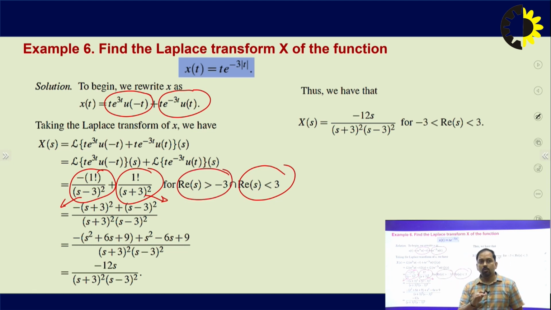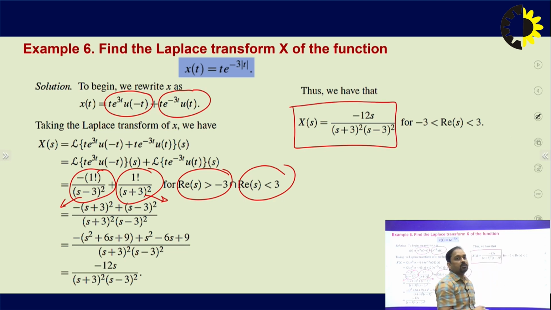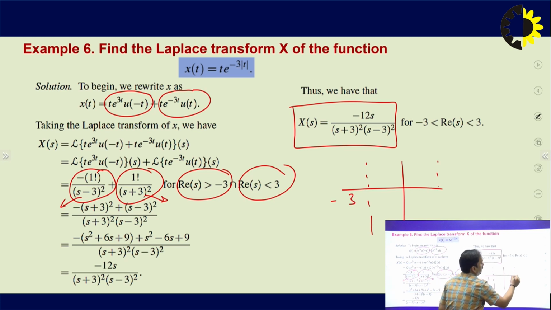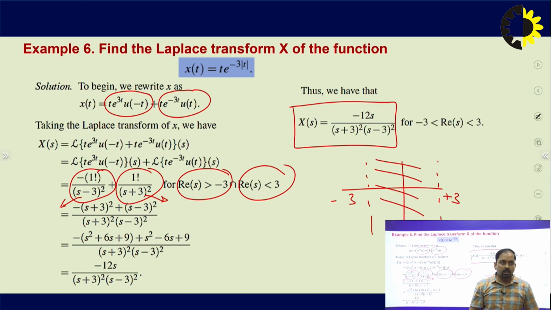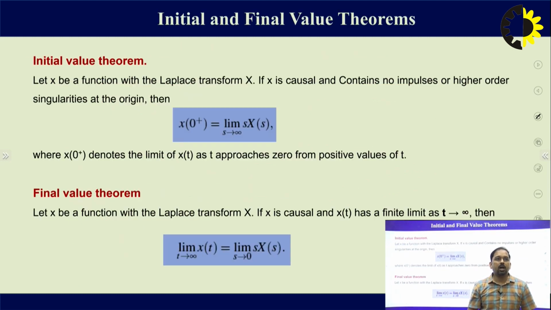So what we have now, since in linearity we have seen that we must have an intersection of both the ROCs. So finally we have X(s) equals minus 12 by (s plus 3) whole square, (s minus 3) whole square. And the ROC is between minus 3 and plus 3. This is the region of convergence. So these are the properties by which we can simplify the numericals corresponding to the Laplace transform.